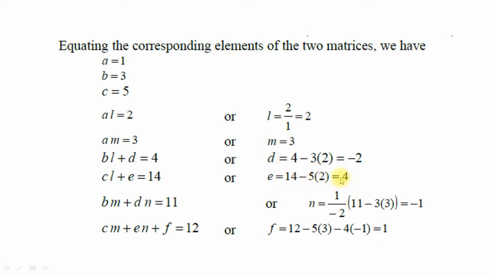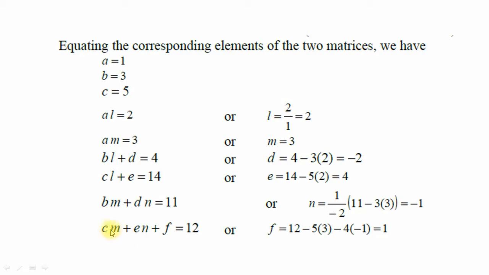14 minus 10 is equal to 4. Now BM plus DN is equal to 11, and this implies that N is equal to 1 over D. This is actually the value of D. So N is equal to 11 minus BM divided by D, which is 1 over minus 2 into 11 minus 3 into 3, and this is actually minus 1.